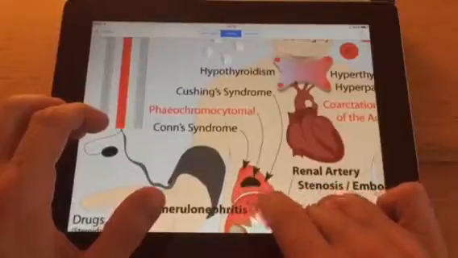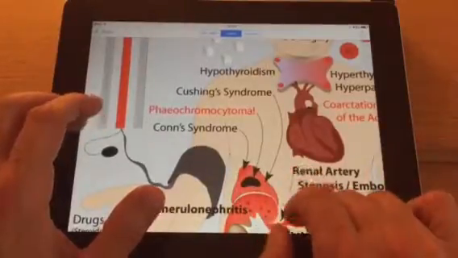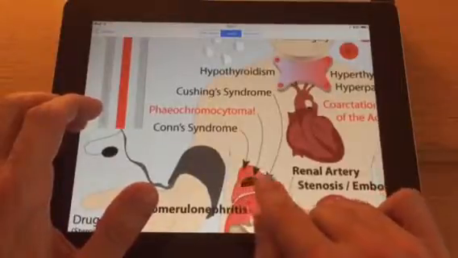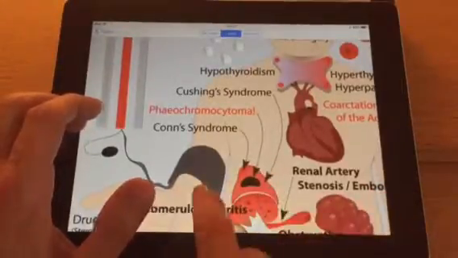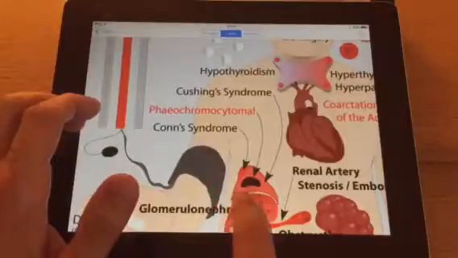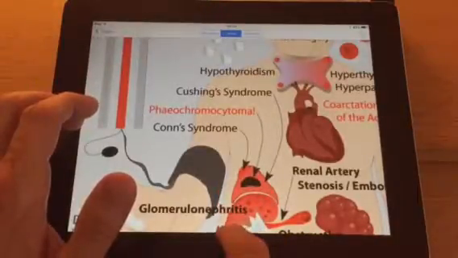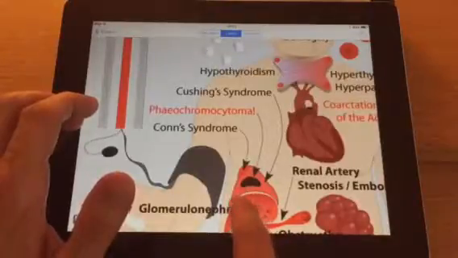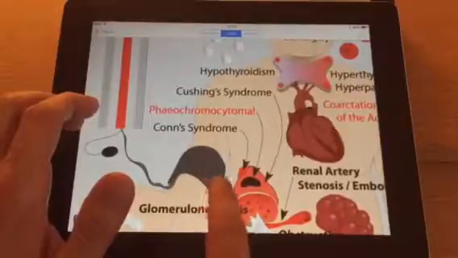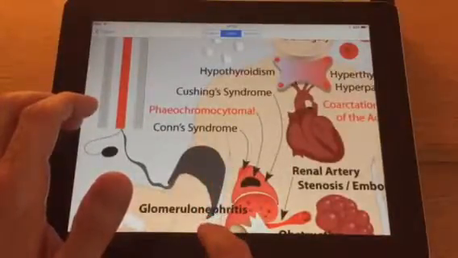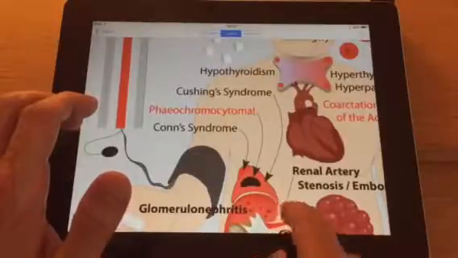Problems with the adrenal gland, so Cushing syndrome, which is associated with elevated cortisol produced by the cortex of the adrenal gland. A pheochromocytoma, which is associated with elevated adrenaline, a tumor of the medulla of the adrenal gland, or a Conn tumor or Conn syndrome, where there's a tumor of the cortex of the adrenal gland there.